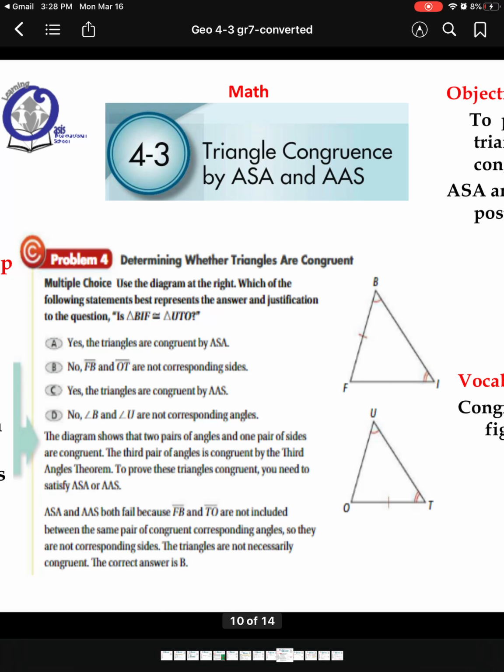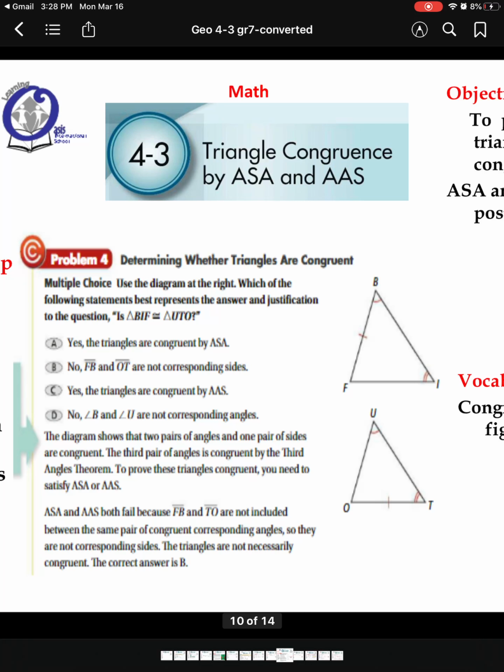Okay? Now, if I look at those, I can see the options. Yes, the triangles are congruent by ASA, or no, if B and OT are not corresponding sides. C: yes, the triangles are congruent by AAS, and no, angle B and angle U are not corresponding angles.